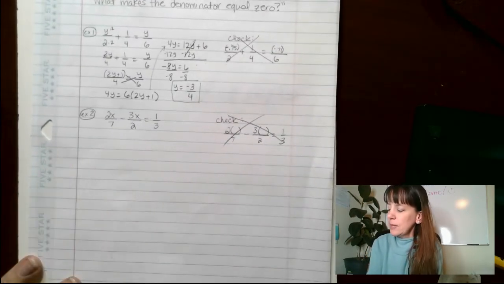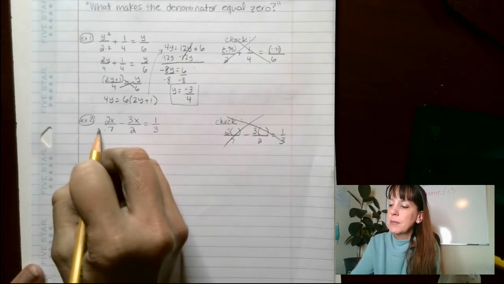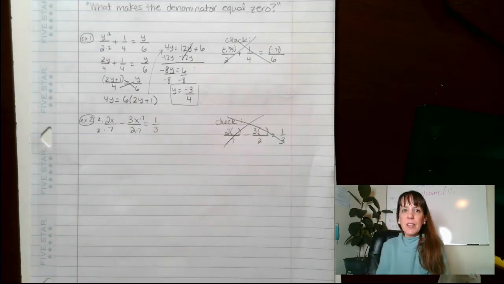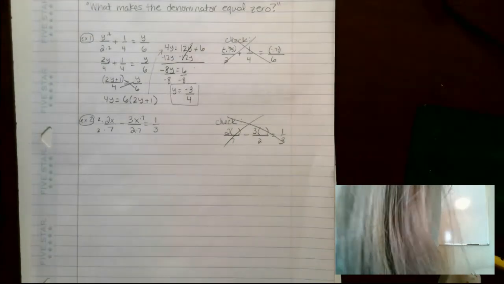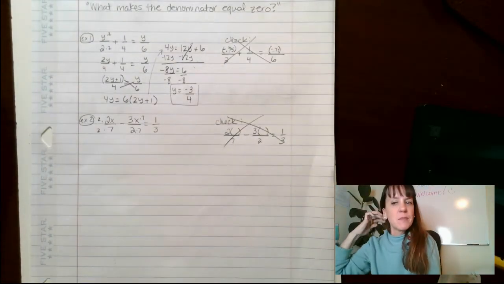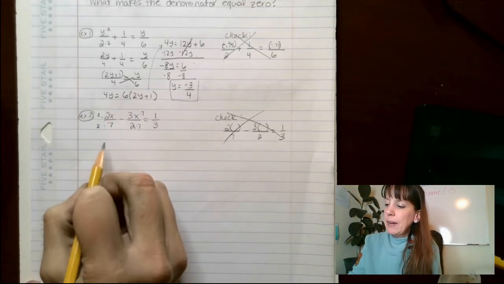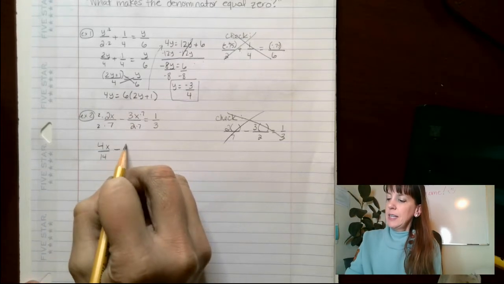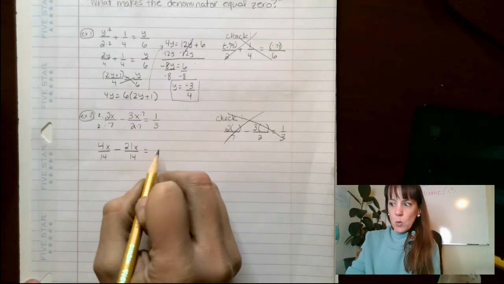Okay, so let's do the same thing here. We need to get these guys with a common denominator. So this is going to be times 2, this times 2, this will be times 7, this will be times 7. That reflection gets really bad on this, so bear with me. Okay, that might be a little bit better. It's not so glary on the paper. Okay, so then what we have here is 4x over 14 minus 21x over 14 equals 1/3.